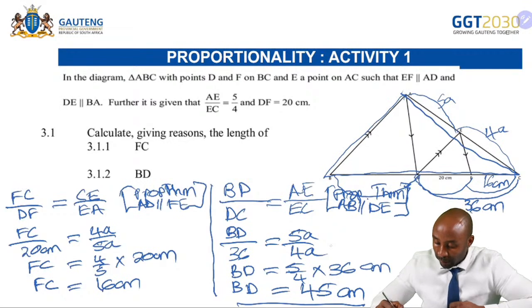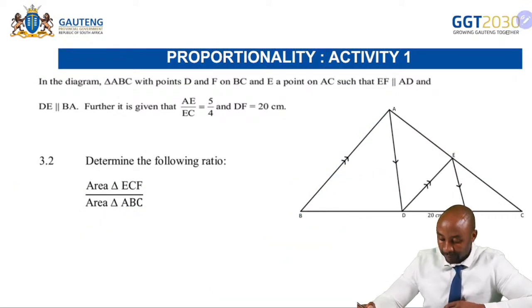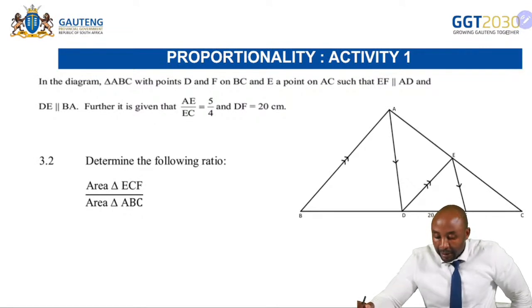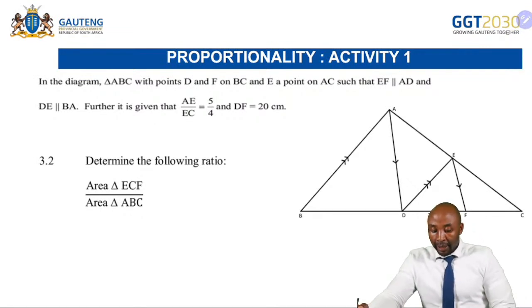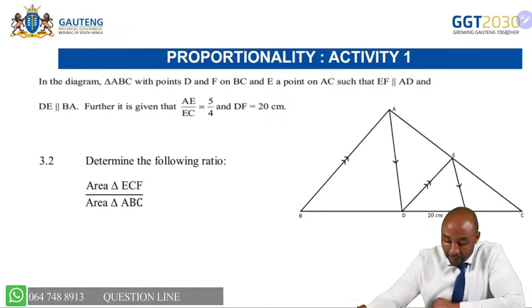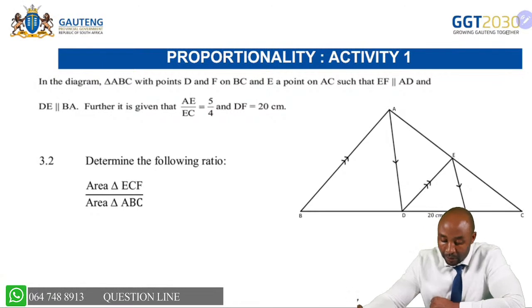Let's move on to 3.2 quickly. We have our 3.2 there. That is where we are going to use our area now. Can we quickly do that one? I'll give you 3 minutes to do 3.2.